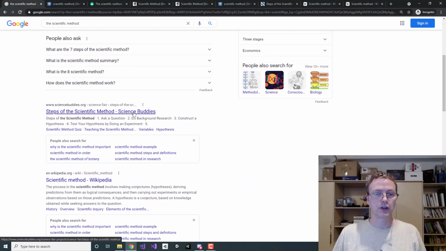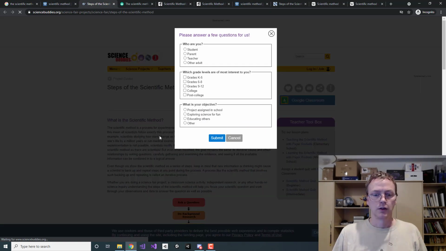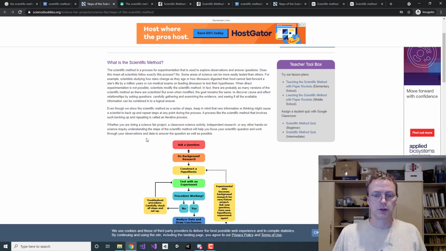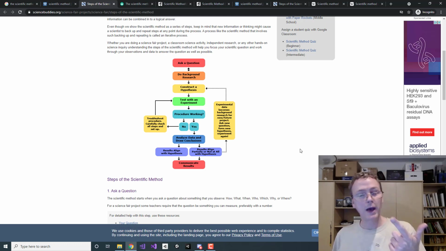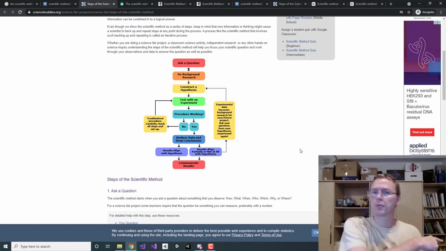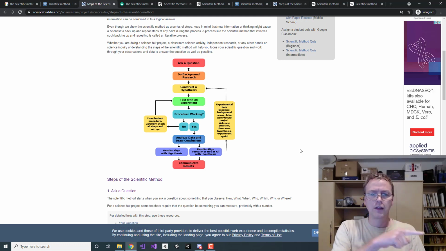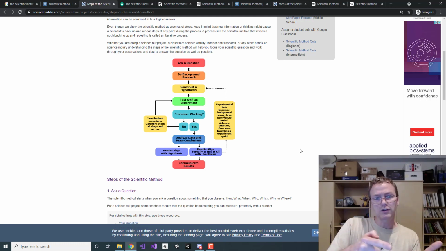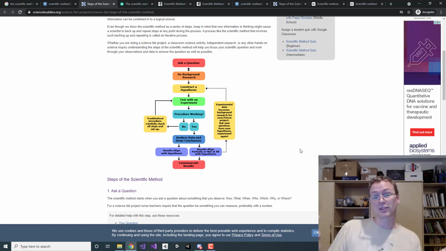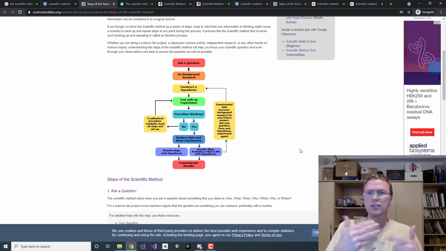Okay, what was next? Science Buddies. All right, what have they got? Ask a question, do background research. That wasn't on the previous one. How come that's not on there? You know what's not on here? The other one started with observation. This one doesn't start with observation. It says ask a question. So these aren't the same.